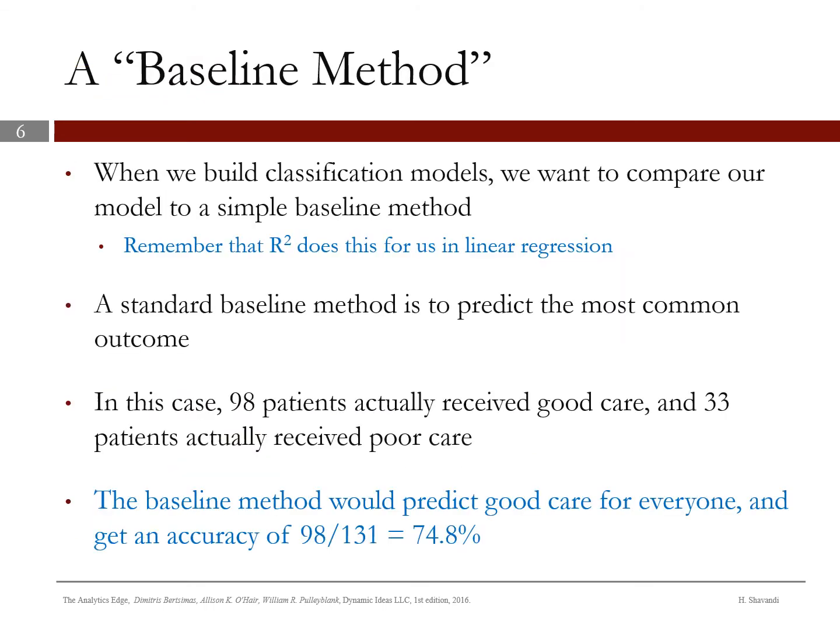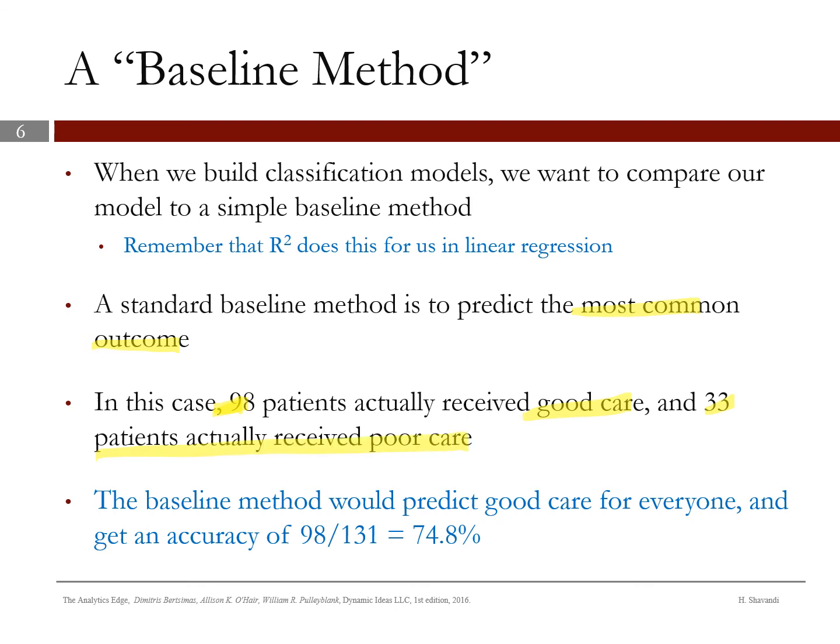We talked about the baseline method, and random guess could be a baseline method here, right? But here we can have a better baseline method, I mean better than random guessing. For example, we can consider the most common outcome. So in our data set, we see that 98 patients actually received good care, and 33 patients actually received poor care.